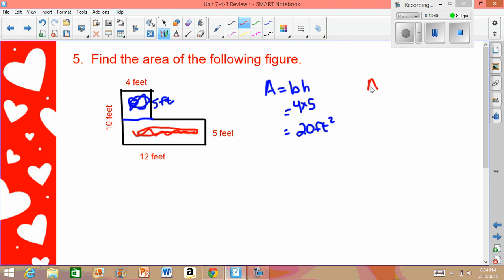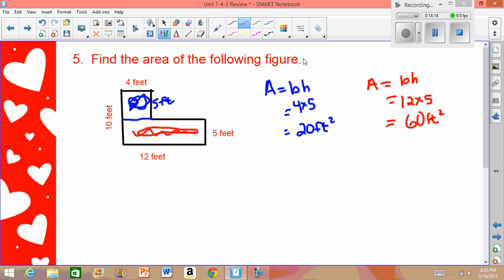Okay. Now let's take a look at our red rectangle. Since we have a rectangle again, the area is still base times height. So this time our measurements for our base are 12 and the height is 5. So those are the numbers that I plug in. 12 times 5 gives me the answer of 60 feet squared.